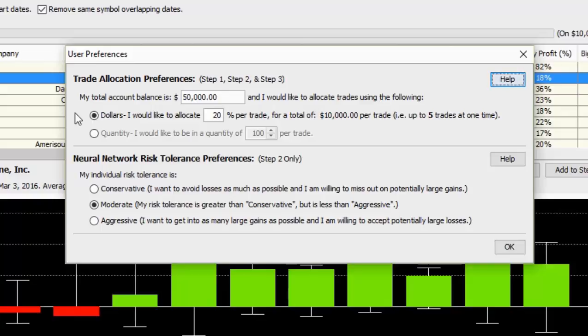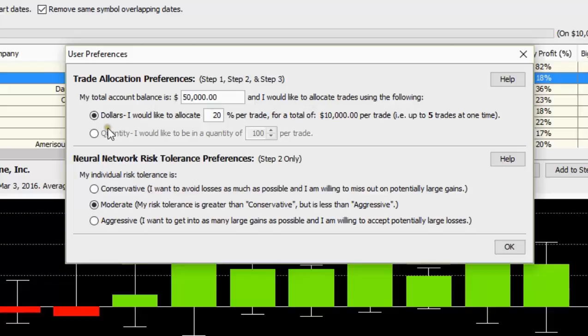My total account balance is, and the number you put here is the amount of money you have in your portfolio. This is important because it will change the number of trades, the risk versus reward ratios, and other calculations within the results table to correspond more closely to the amount of money in your actual portfolio.